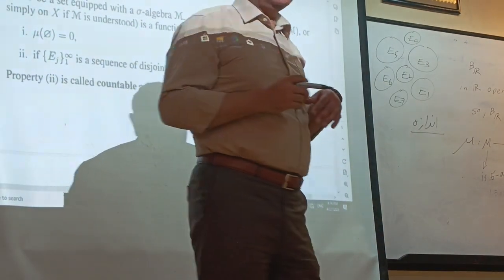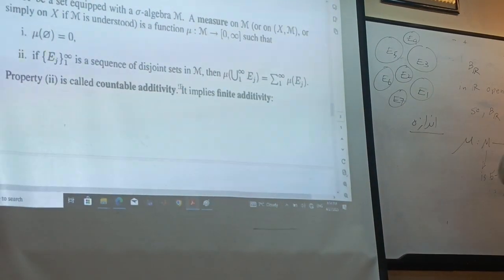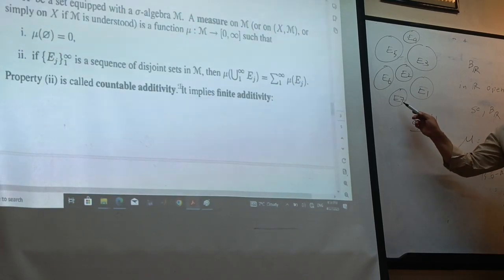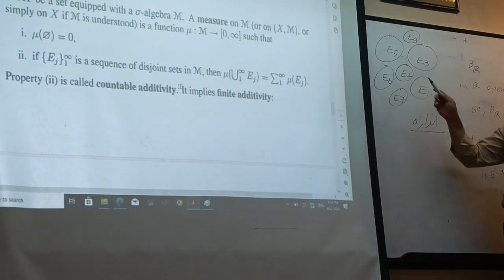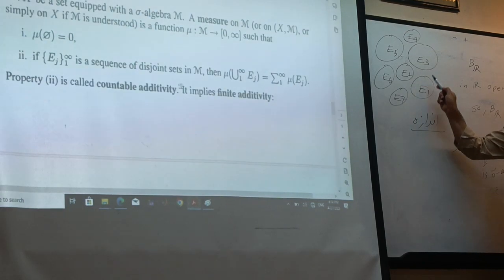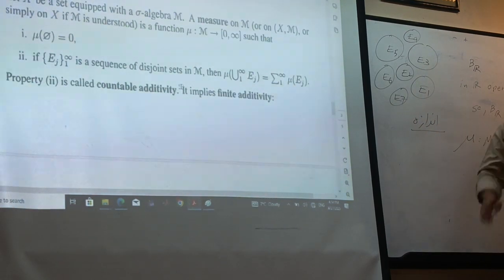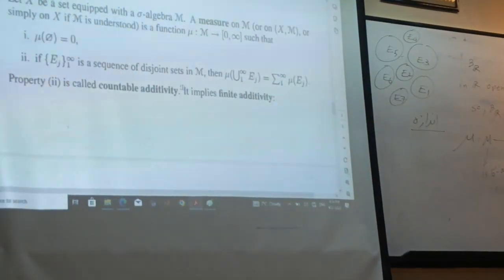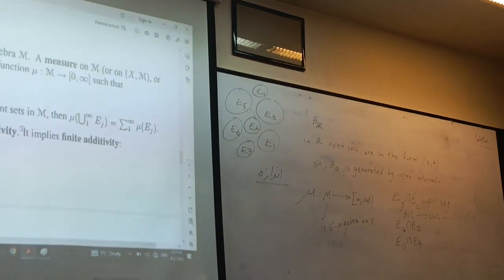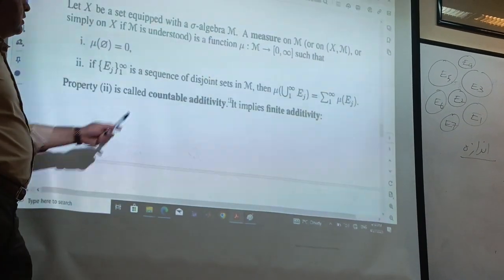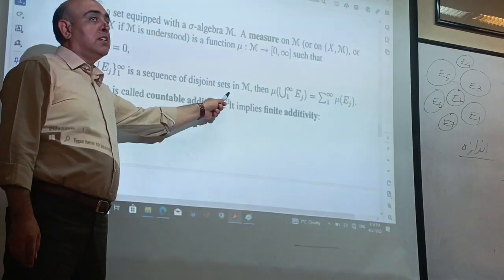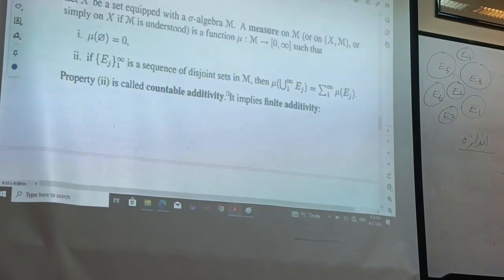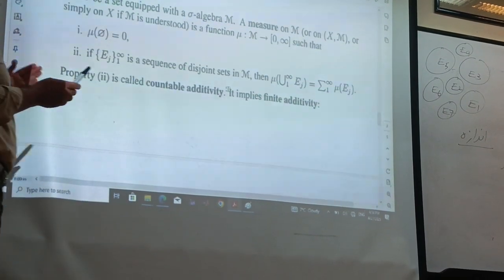All of our sets are disjoint. This means E1 intersection E2, E1 intersection E3, and so on are all equal to empty set, because the E_j for j from 1 to infinity is a sequence of disjoint sets. Disjoint sets is necessary.